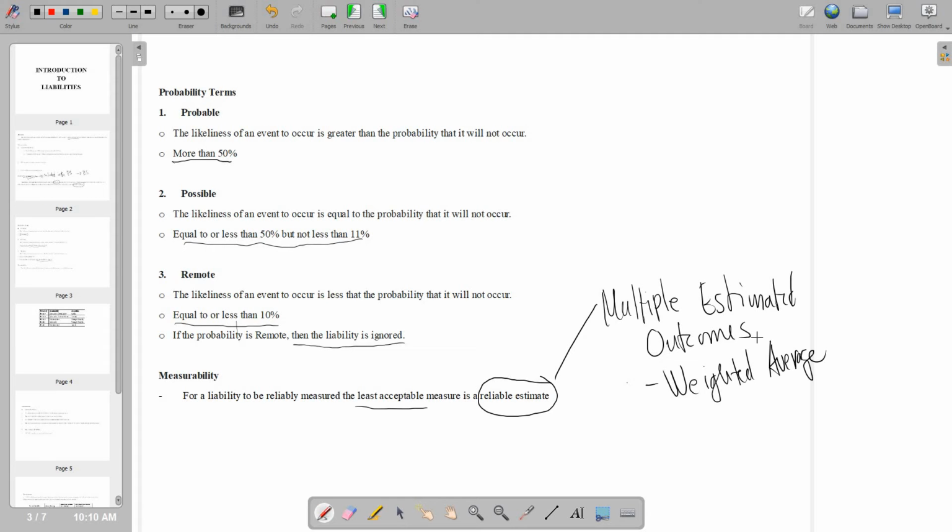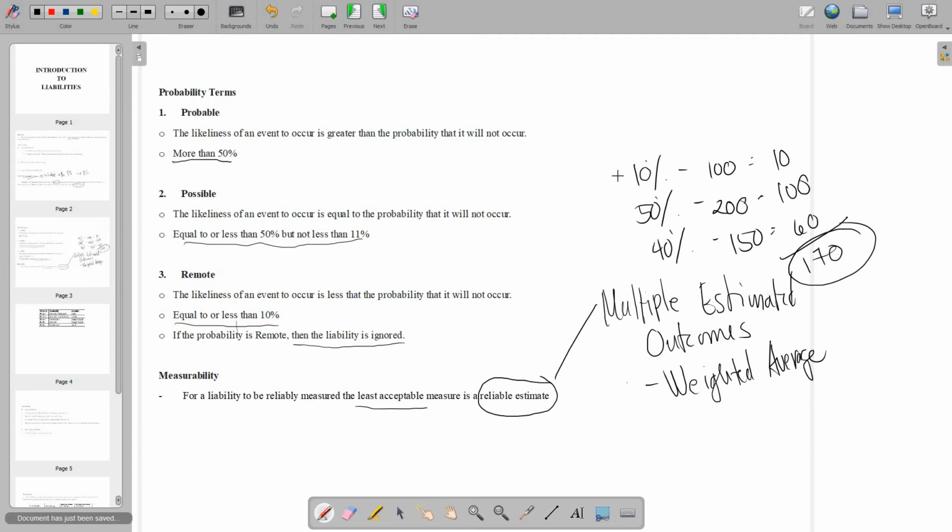So, what do you mean by weighted average? Let's say, for example, the expert told you, you have a 10% chance that you will pay 100 pesos. You have 50% chance to pay 200. You have 40% chance to pay, let's say, 150. So what is my reliable estimate there? You compute for the weighted average. So 10% times 100 is 10. 50% times 200 is 100, and then 40% times 150 is 60. So therefore, my reliable estimate is 170. So this is what happens when there are multiple outcomes.